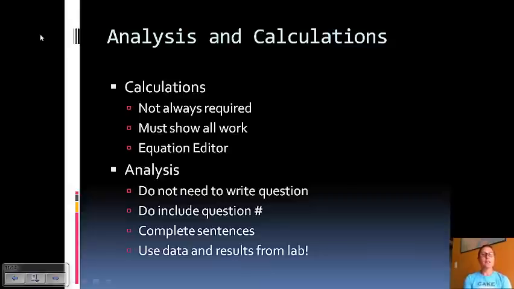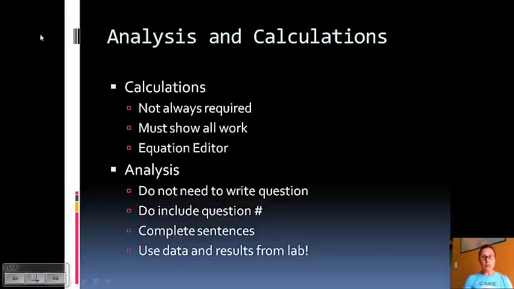Okay, so the next part is the analysis. Now, this may or may not be present in a lab, just like the calculations. So for the analysis, it's usually a set of questions to answer. You do not need to rewrite the question, but if the lab is given in a Word document and you want to copy the questions over, that's fine, but you don't have to. You do need to include the question number and make sure that you use complete sentences. So this way you're actually answering the question in complete sentences, the question is not needed.